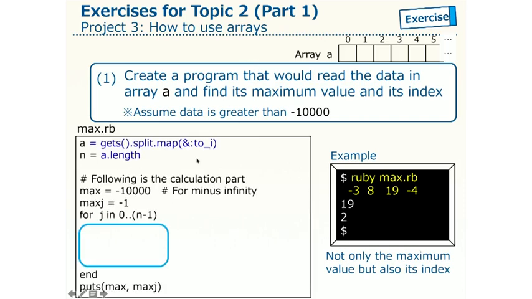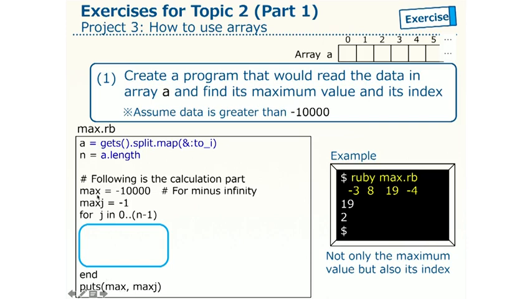This is the overview of the program. In fact, this outline is what we saw in the lecture. As we discussed in the lecture, in this program, we first read and store the data into this array A. Its length is calculated and stored in the variable n. Then, in this part, we will find the maximum value in the array A and its index.